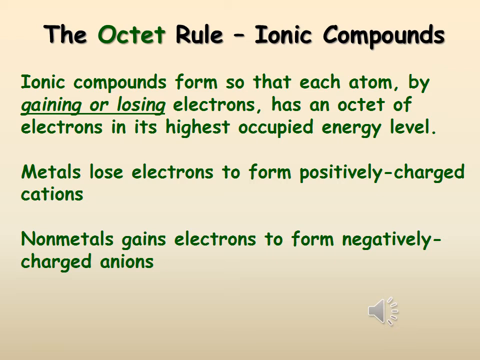The goal of bonding is stability. There's no better example of stability in the periodic table than the noble gases. Every atom is trying to achieve an electron configuration similar to the noble gases. And so that's the basis for the octet rule.